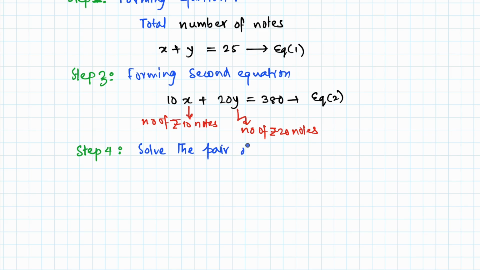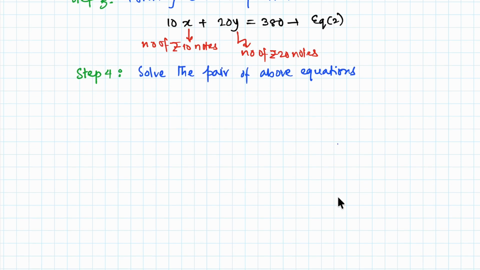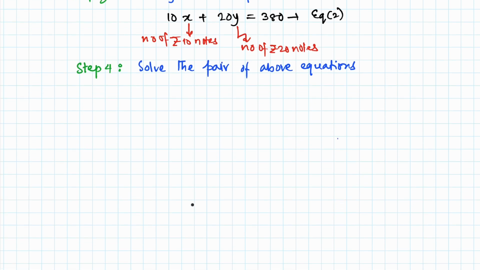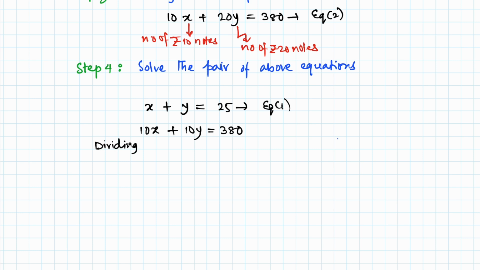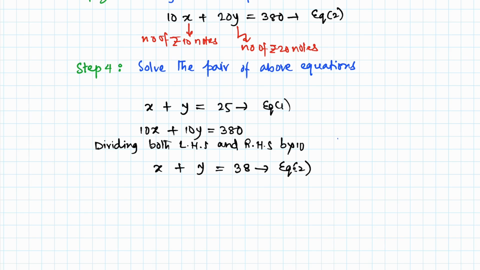Now step 4, solve the pair of the above equations using any method. Let's solve the equations. So what we have is x plus y equal to 25, equation 1, and 10x plus 20y equal to 380. Now for equation 2, we can divide both the left hand side and right hand side by 10 to simplify it further, which gives us x plus 2y equal to 38, which is equation 2.